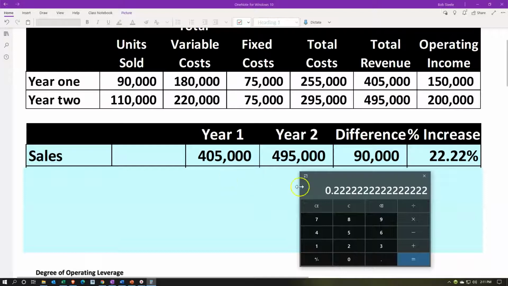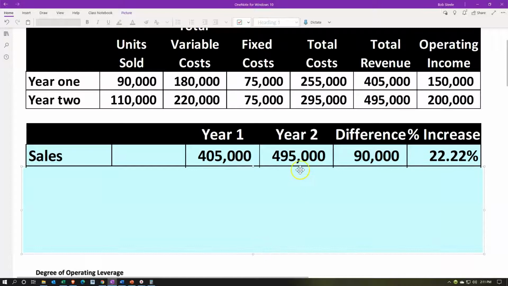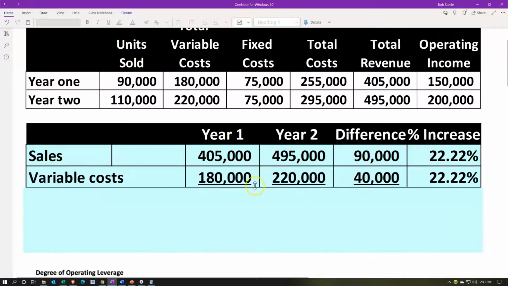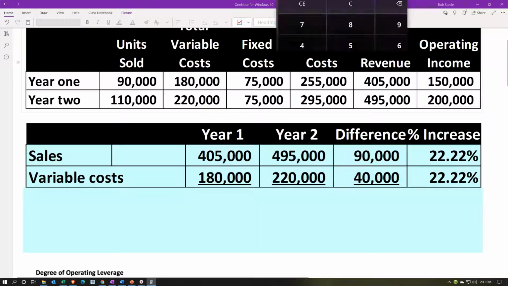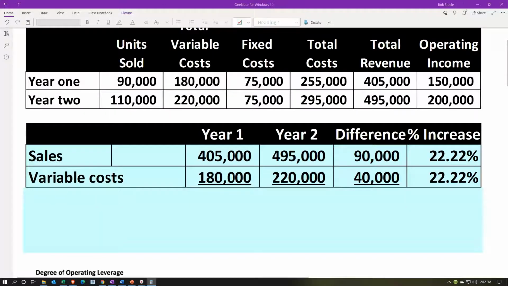And that'll give us our percent change. If we move the decimal 2 places over, we're at 22.22% about. Then we have the variable costs, which are given here at 180,000 for year one, 220,000 in year two. Same thing if we do our calculation for the change. We're going to take year two, 220,000 minus year one, 180,000, a change of 40,000. We're going to divide that then by the original year, 180,000. That gives us, if we move the decimal place 2 points over, 22.22.